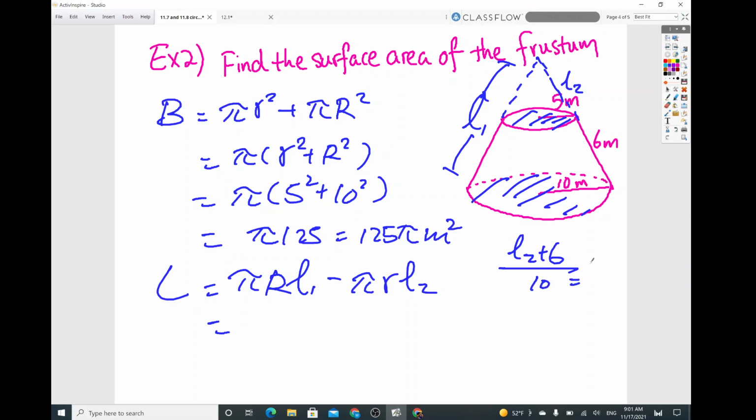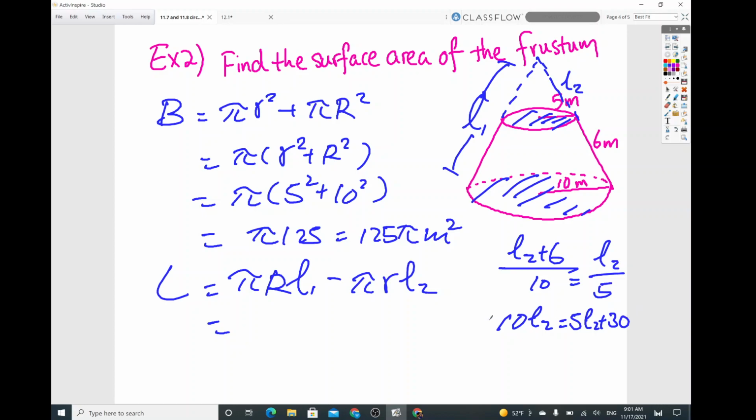So this one is the same as the ratio of the slant height of the smaller cone, so L2, over the smaller radius, the shorter radius of the smaller cone. So 5. And then using proportionality, we do know that 10 times L2 equals 5 times L2 plus 30.